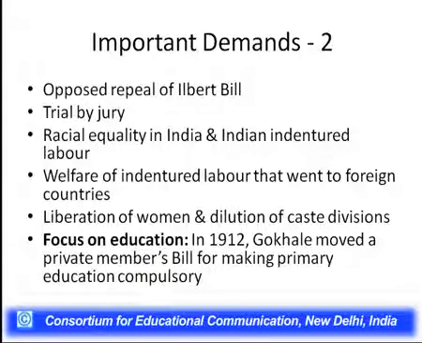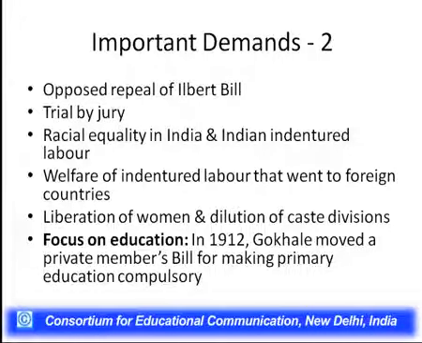They were also against the repeal of the Ilbert Bill. The Ilbert Bill, which was introduced during the viceroyalty of Ripon, wanted to give some kind of parity to the Indians, so that they could also decide the cases of the Europeans. The repeal of the Ilbert Bill was opposed by them.